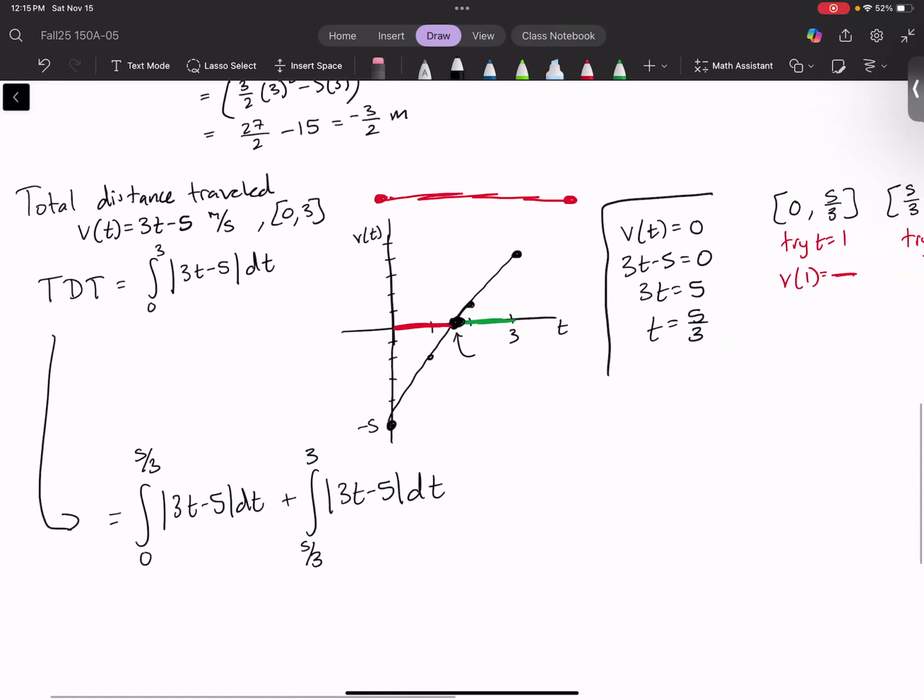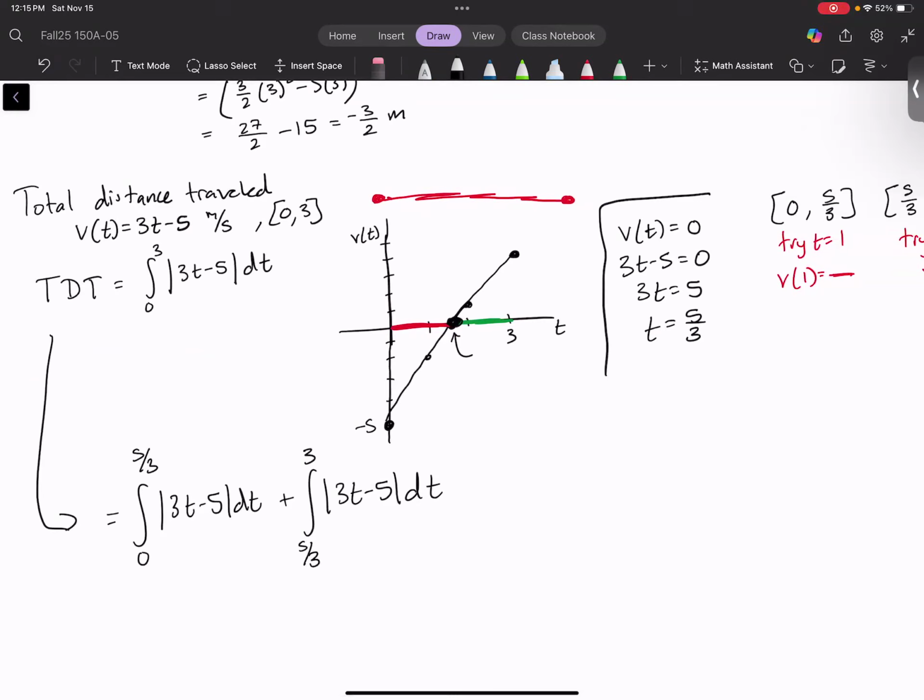So remember, absolute values on something positive don't do anything. So for this integral here, the absolute value doesn't do anything. I can just simply get rid of it. For the left integral where we are negative, I have to multiply by a negative to make it positive again.